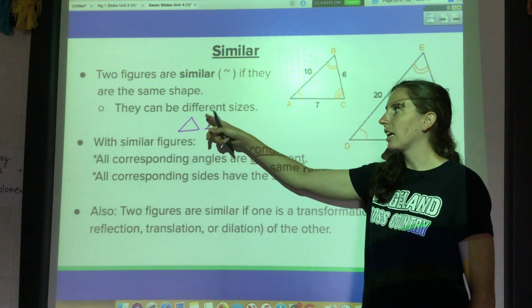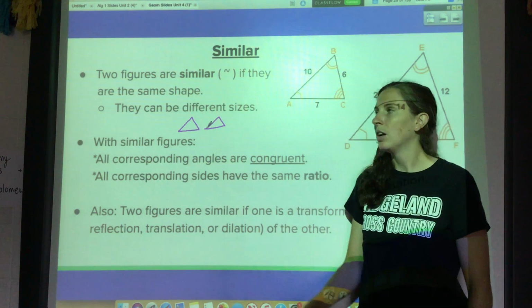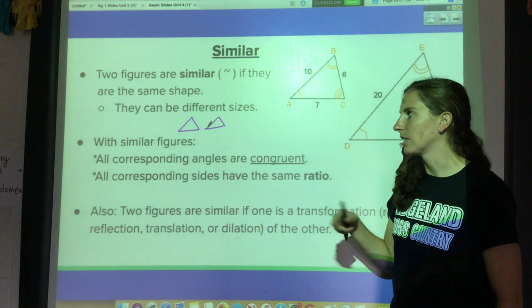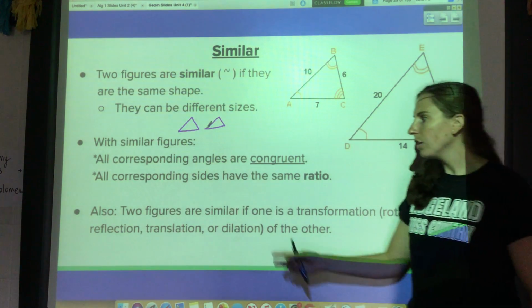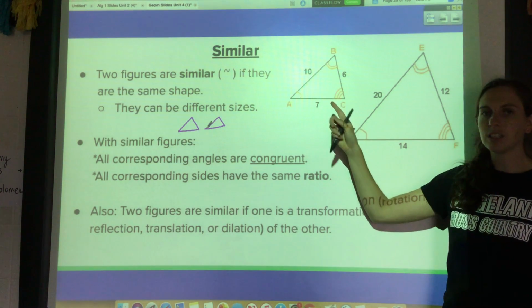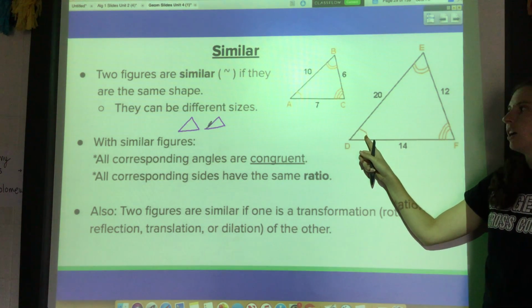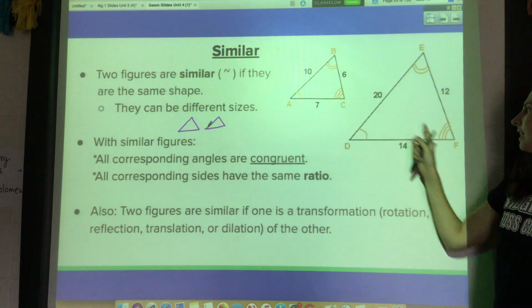If they're congruent, they are also considered similar because they're still the same shape, although similar figures typically are different sizes, but they don't have to be. So with similar figures, all the corresponding angles in a shape are actually still the same. So angle A here and angle D are the same, and B and E are the same, and C and F are the same.